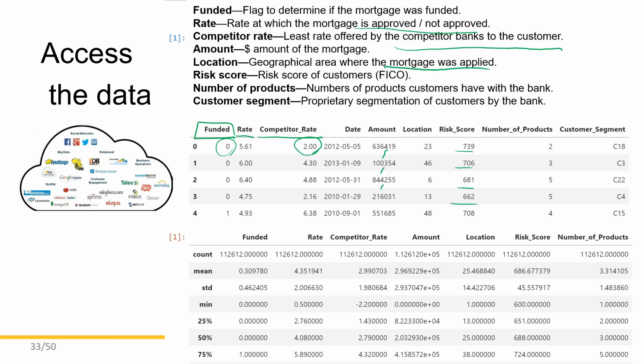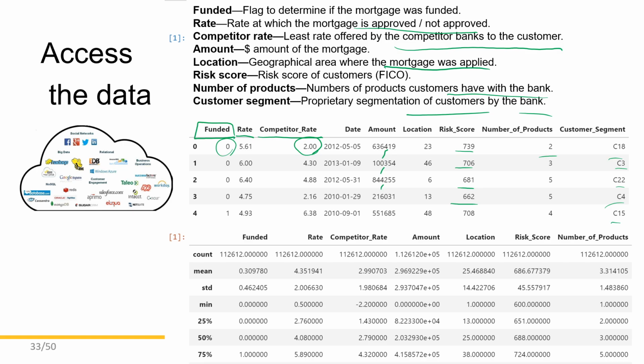And number of products is if the customer had any products with the bank. Usually if a customer has more products with the bank, it's probably that they choose that bank for more products. It's easier to work with them. And some segmentations of customer by the bank, which is provided here, that could also be a factor whether that mortgage is funded or not. So this information is from the previous years.